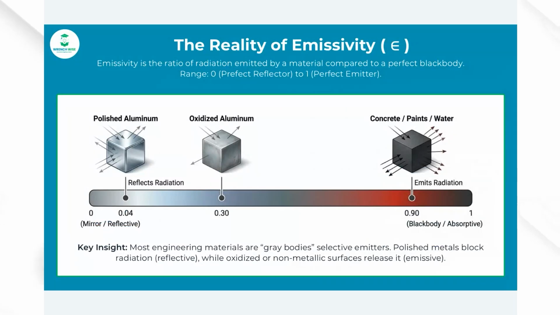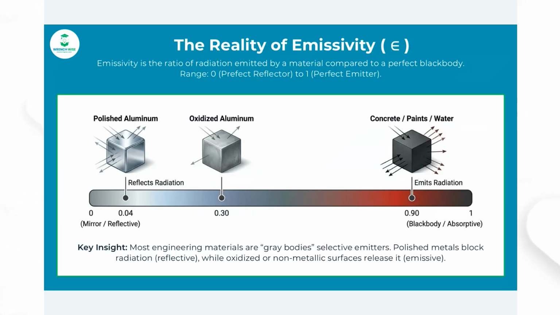Now, coming to the reality of emissivity itself, first of all, we define emissivity as a ratio ranging from 0 to 1. Think of this as an efficiency rating for how well a surface can radiate heat compared to a perfect theoretical black body. A value of 0 means it is a perfect mirror, there is no emission, and a value of 1 means that it is perfectly emitting everything.